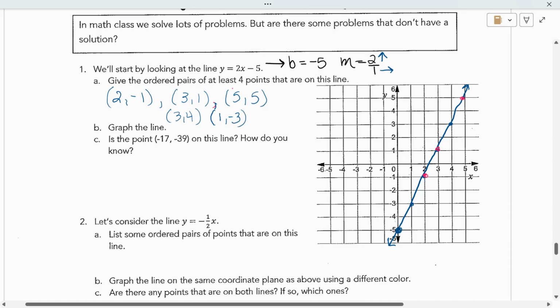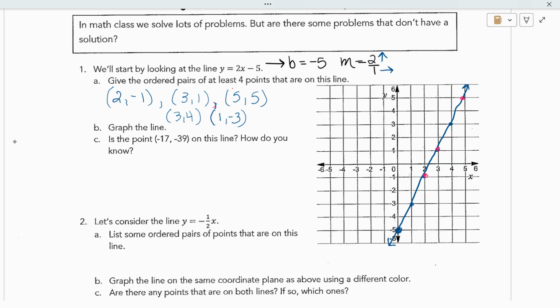Okay. All right. So graph the line. Check. We've already done that. Is the point -17, -39 on this line? No. How do you know? Because X goes by 1, and I did not. Once it hits 17, it's only at 29 on the Y calculator.